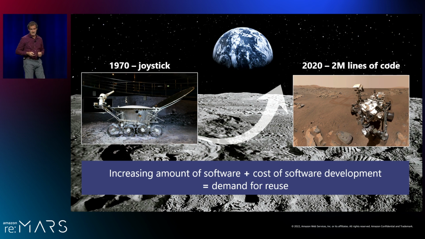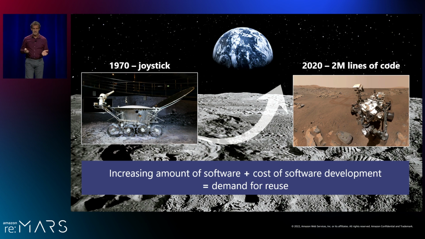The amount of software in these systems is increasing at a very steep rate. So imagine the Lunokhod rover of 1970. Now, I don't know how many lines of code were on the Lunokhod rover to do the teleoperation of the rover, but definitely minuscule compared to the 2 million plus lines of code on the Perseverance rover in 2020.